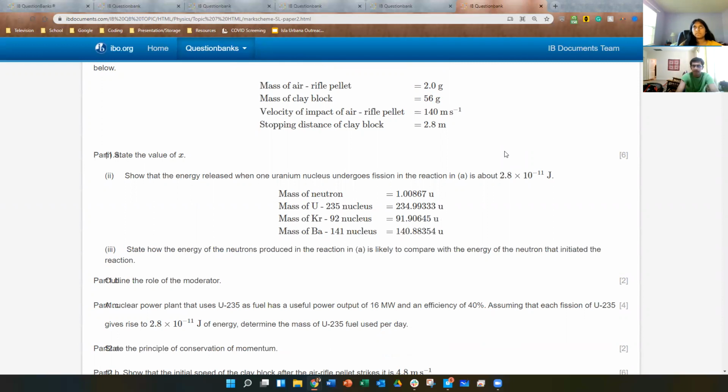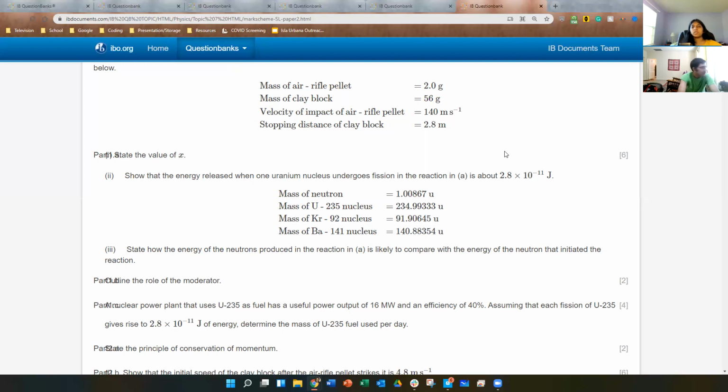Because that way I get a positive, because it's energy released, right? 234.99333 minus 91.90645 minus 140.88354 minus 2 times 1.00867. So that's in unified mass units. And then we have to multiply that by 931.5, right? To get mega electron volts. And then once we get mega electron volts, we have to convert it to joules.